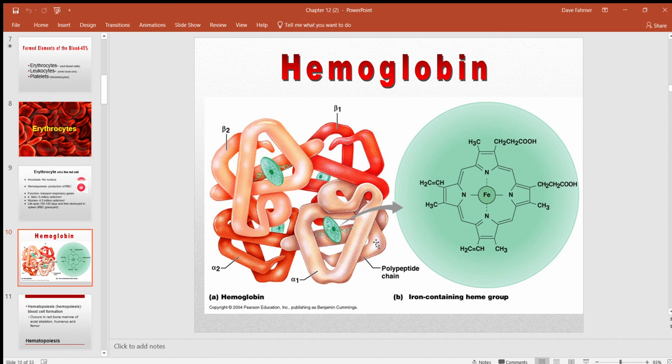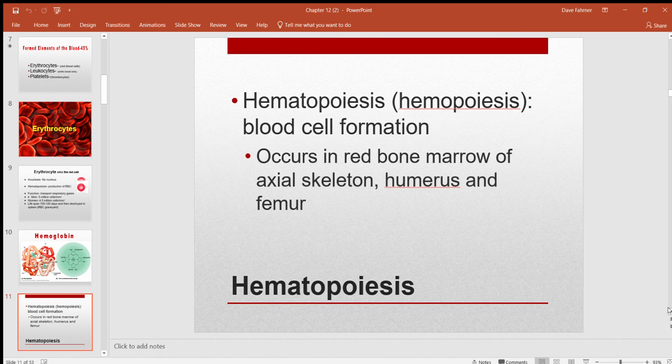So if you do your math there, you can see that every red blood cell is capable of carrying 1 million oxygen molecules. So that's quite a bit. Kind of an outstanding figure when you look at what the red blood cell is there for.